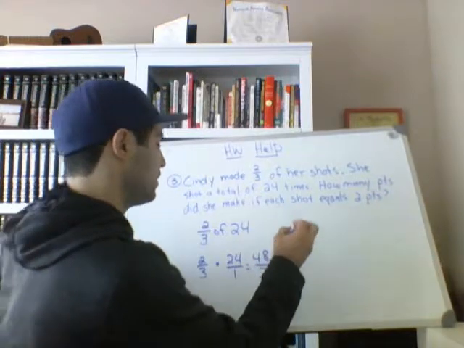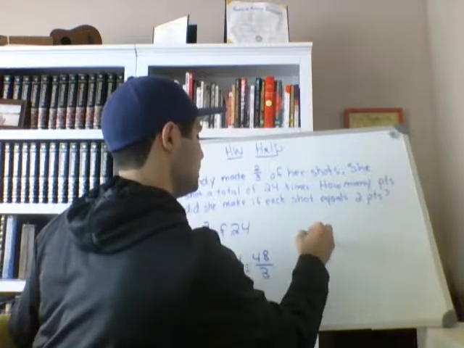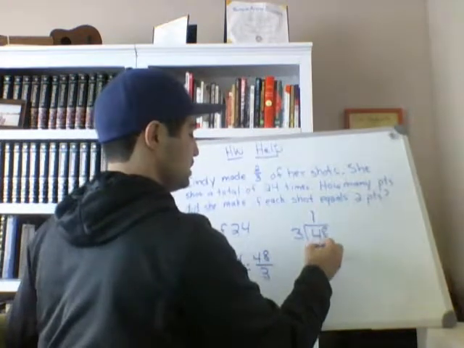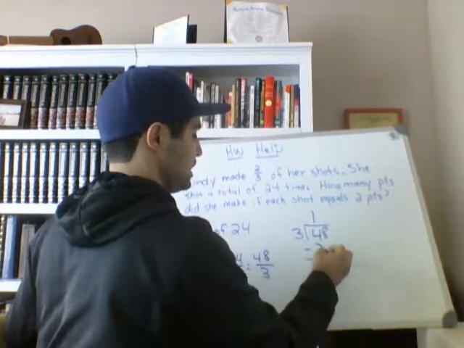Now we have 48 divided by 3. So if you're going to take 48 divided by 3, that is going to be 1 times 3, subtract, 1, bring down your 8.